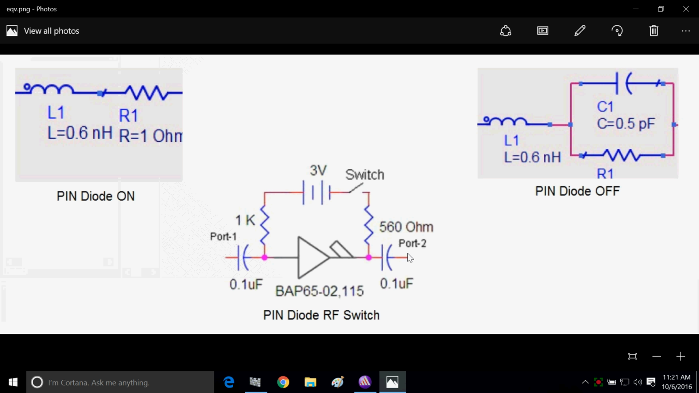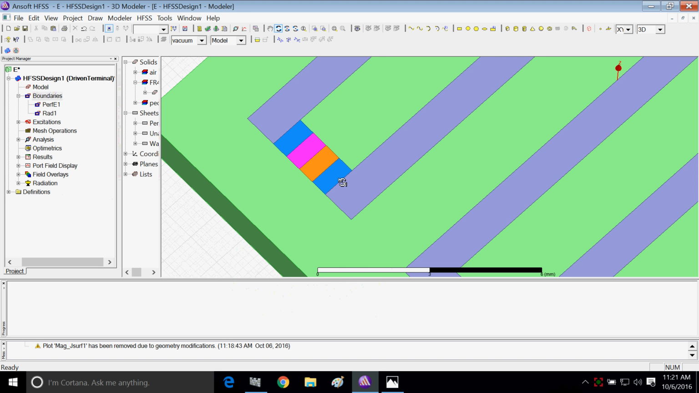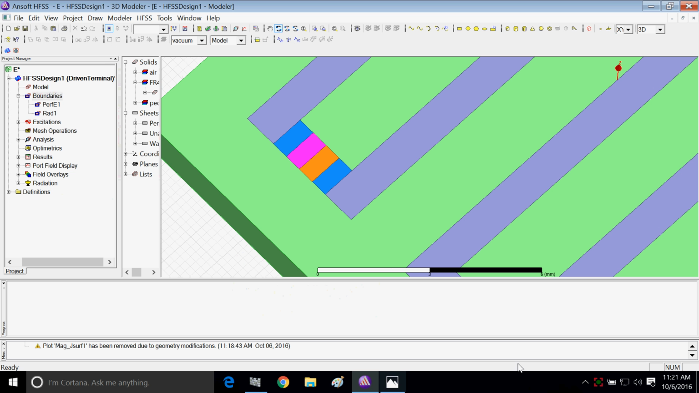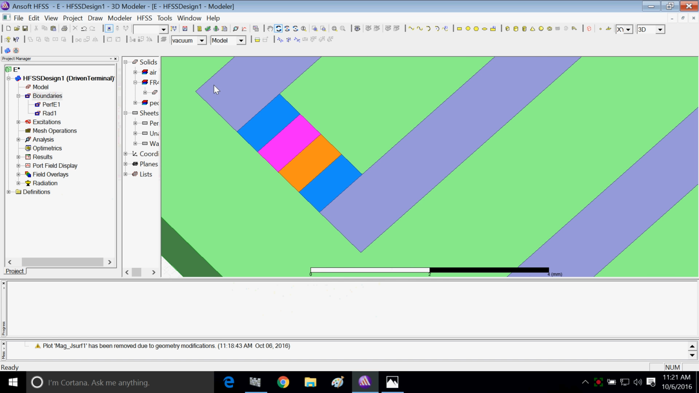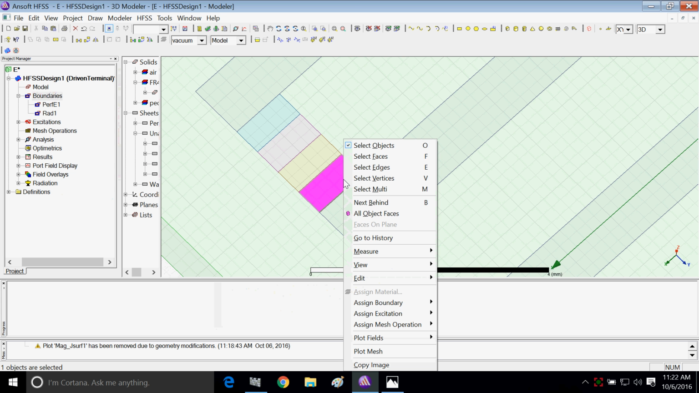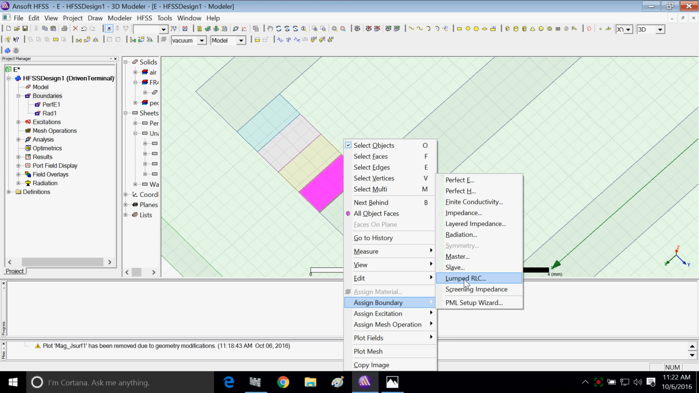There are two capacitors. These two blue strips are capacitors, and these two strips, orange and this pink, represent the equivalent circuit of the PIN diode, either this one or this. So how to model this as a capacitor? In HFSS we can model a particular strip as a perfect electric conductor, some material, or a particular resistance, inductance or capacitor. So here, assign boundary, lumped RLC.